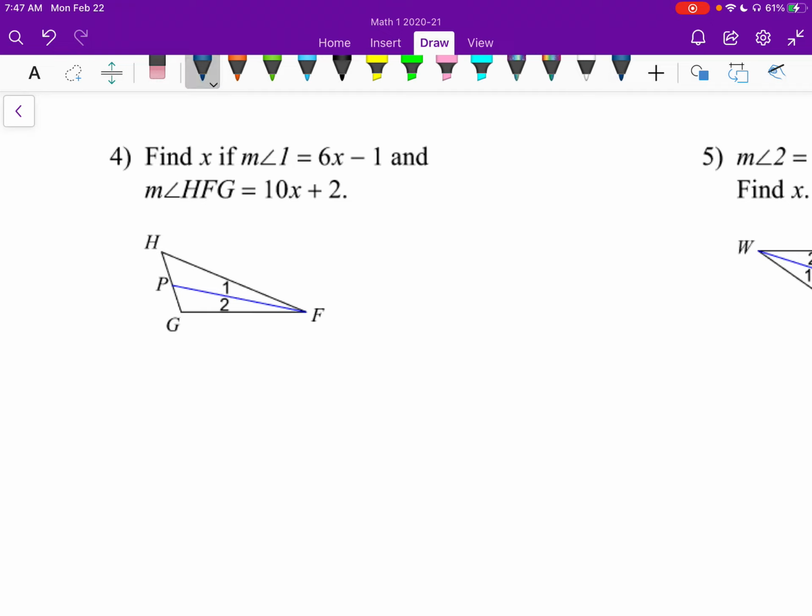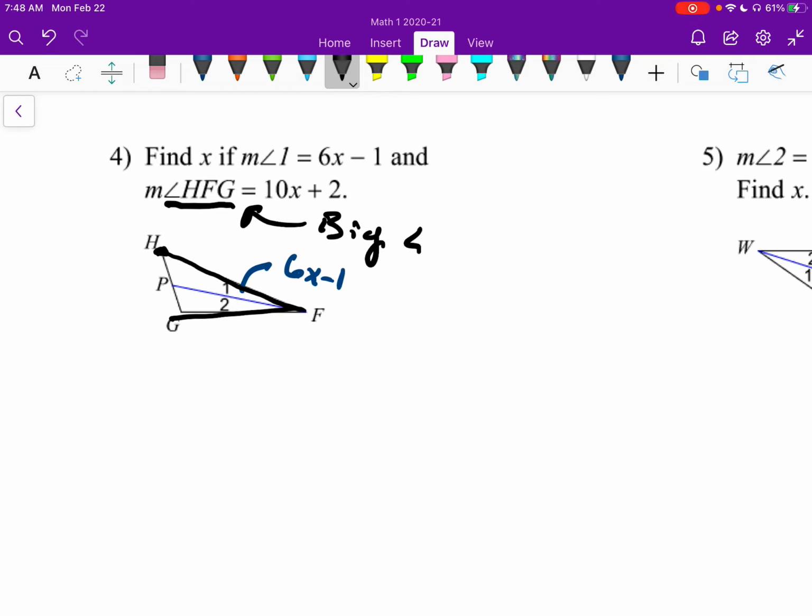So measure of angle 1, that's this one, is 6x minus 1. And then it tells us a little bit differently. Measure of angle HFG. So we start off at H, we go down, we hit F, and then we have G. So HFG is the big angle, and then angle 1 is the little. It's not listed what angle 2 is, right? We don't know what angle 2 is, but we know that it's the same as angle 1, right? Angle 2 and angle 1 are the new angles, the bisected angles.